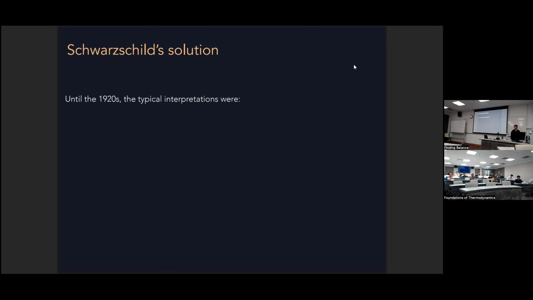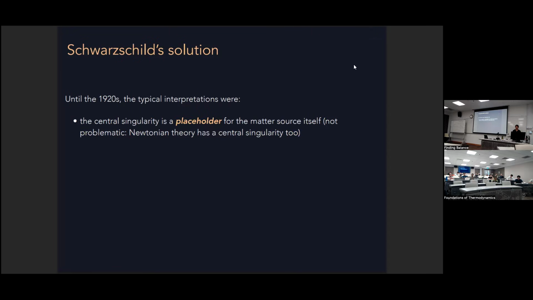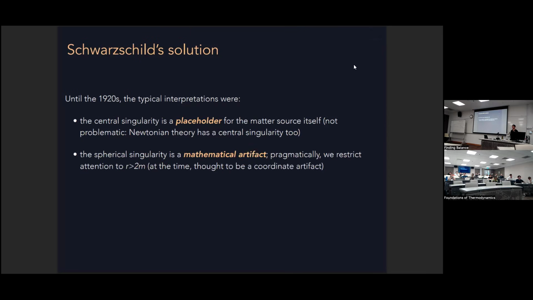There are different interpretations of these, though. So the central singularity is thought to be a placeholder for the matter source itself. And it's not really seen as problematic because Newtonian theory also had a kind of central singularity. So no worries there. The second one is by many at this time considered to be a mathematical artifact. Pragmatically, we're restricting attention to r greater than 2m, so outside of the mass. And so this is thought to be a kind of coordinate artifact by some at the time.